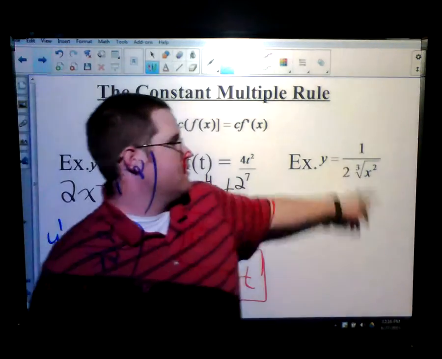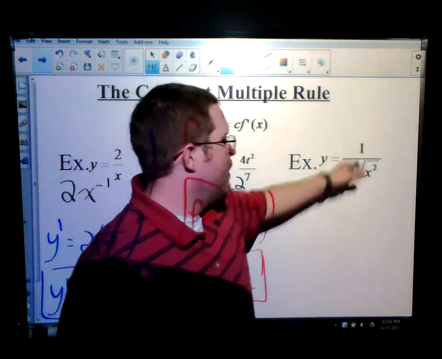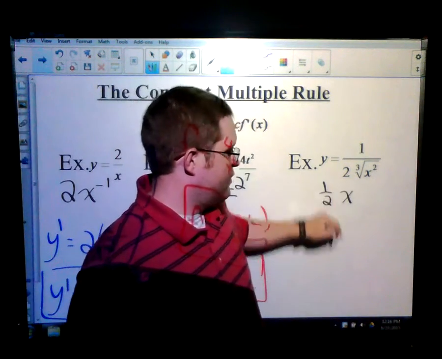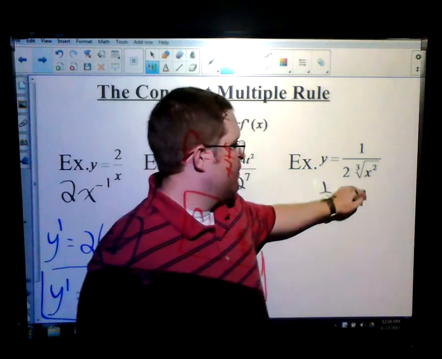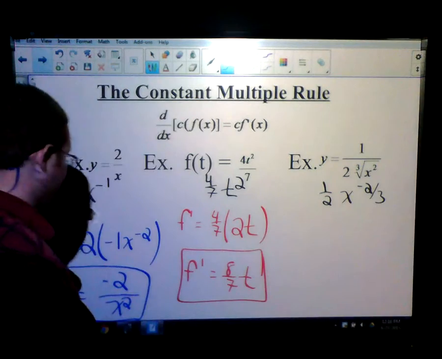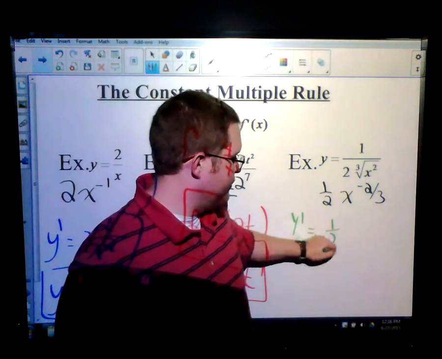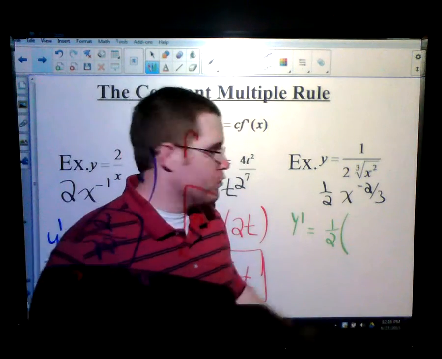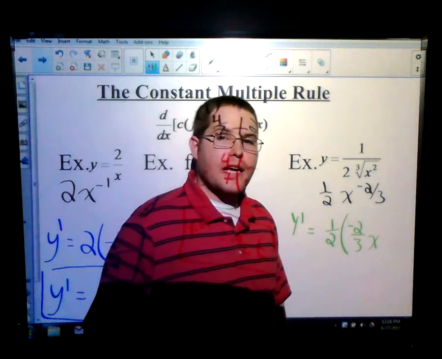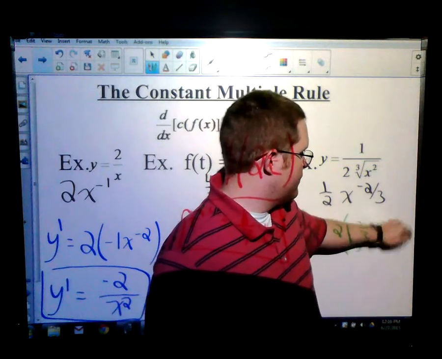How about this one? Rewrite it so it's number, letter, power. What's the number? It's 1/2. What's the letter? It's x. What's the power? Negative 1/3, because it's on the bottom. y prime equals, leave the 1/2 in front. Do your power rule. Negative 1/3 x to the, what's negative 1/3 minus 1? Negative 4/3.